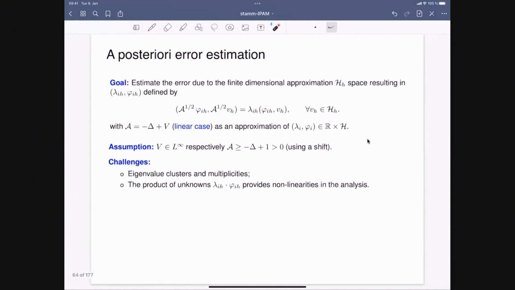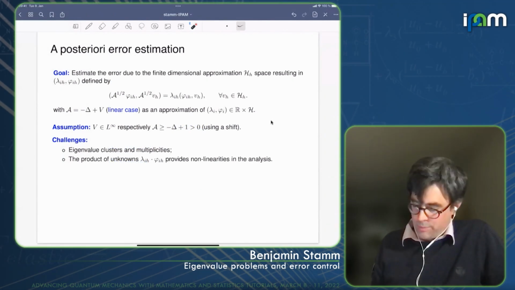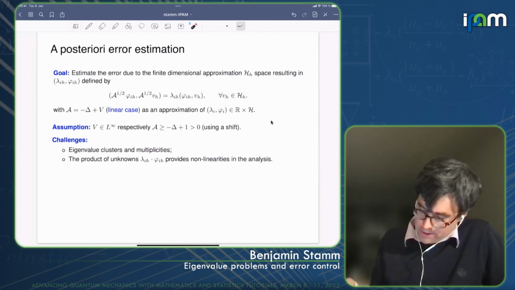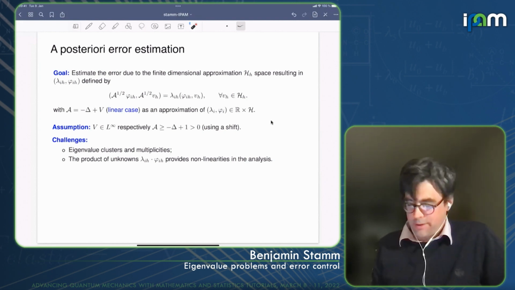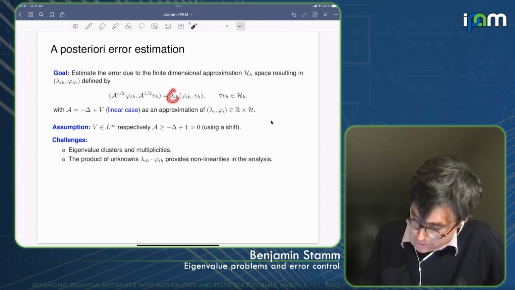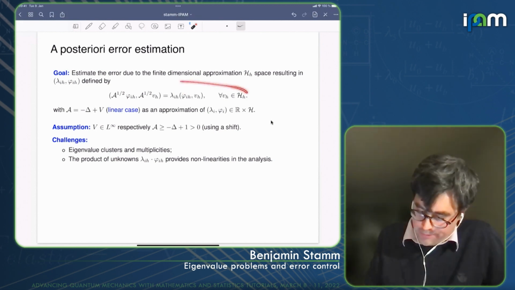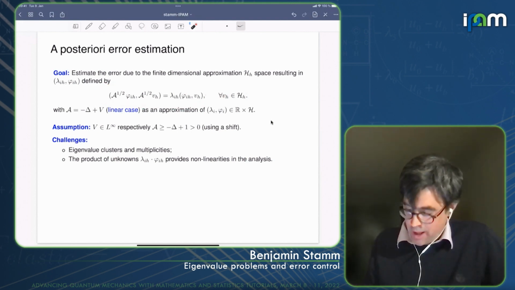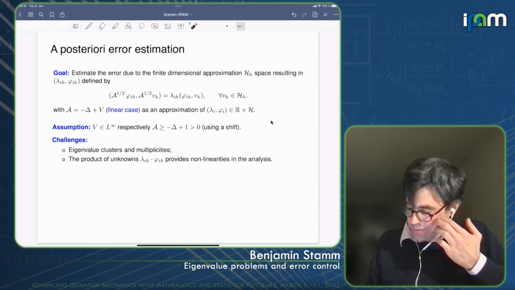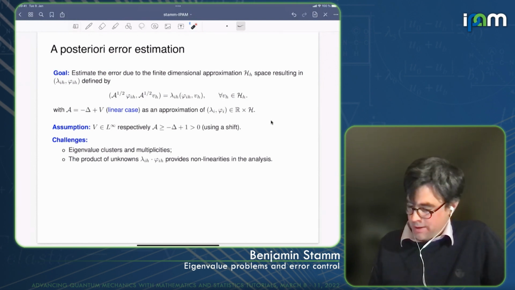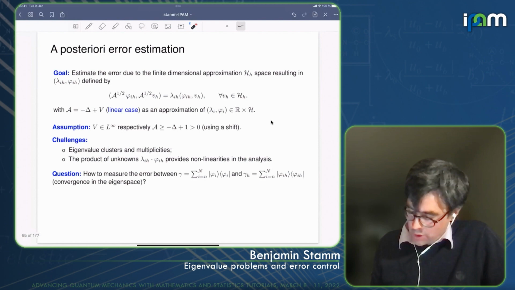Okay. So the challenges are to deal with eigenvalue clusters and multiplicities. And this is one challenge. And the second challenge is, you already see this, even if this is a linear eigenvalue problem, you have here a multiplication of two unknowns. That means you cannot exploit the linearity of this expression, because this is not an expression that is linear in your unknowns. And this gives problems in the analysis that typically you would expect for nonlinear problems or nonlinear PDEs. So these are the challenges.